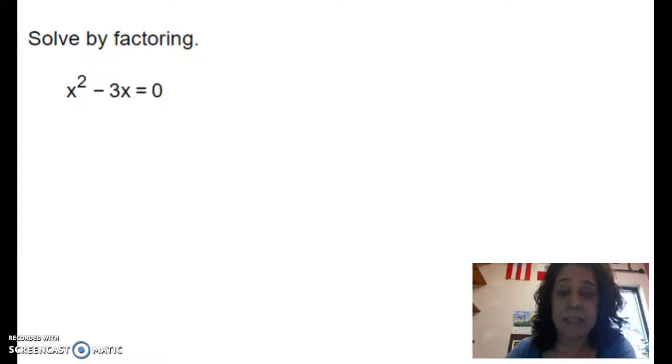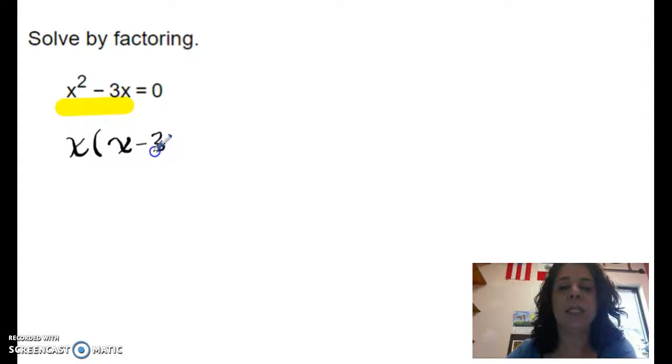In order to solve this equation by factoring, the first thing I need to do is take this polynomial here and just factor it. The way we're going to go ahead and factor that is to factor out the greatest common factor. The greatest common factor is x, so we'll factor that out. And then in parentheses, we'll write what's left over, which is x minus 3.